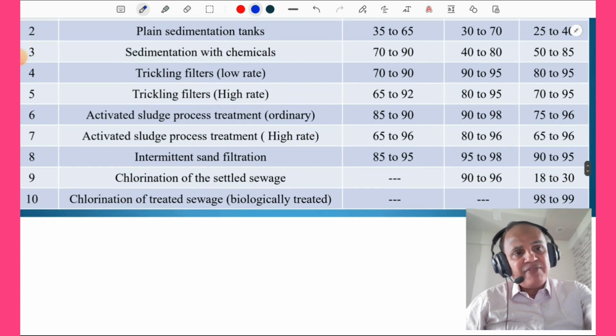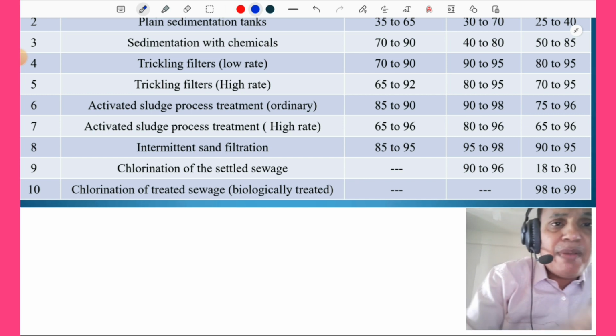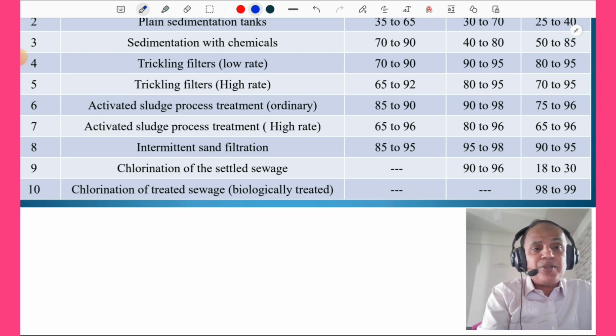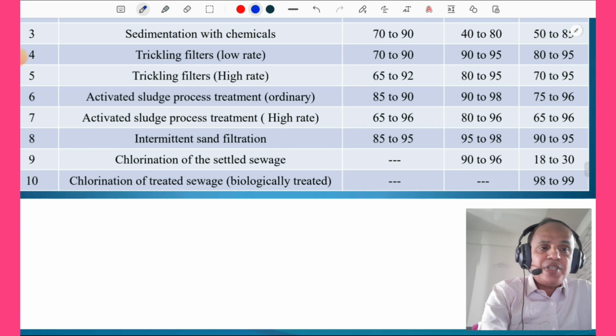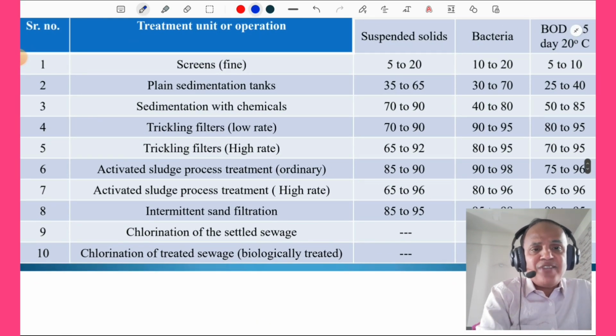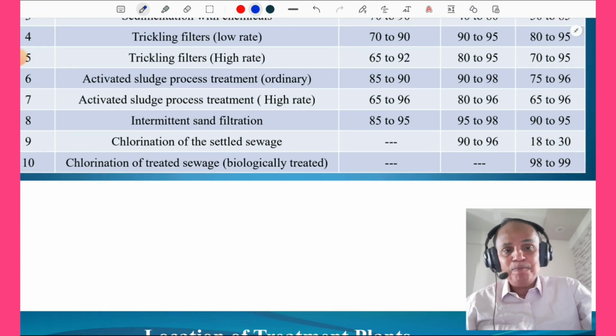And for intermittent sand filtration, the removal is 85 to 90% for the suspended solids, 95 to 98% for bacteria, and 90 to 95% for the BOD. And one must remember all these processes, such as chlorination, which is also done for the settled sewage. Chlorination of the treated sewage is also done after biological treatment. One must know all these treatments, starting from the screens and ending at chlorination, same as in water supply engineering.